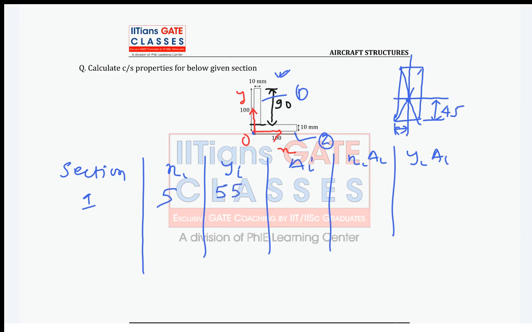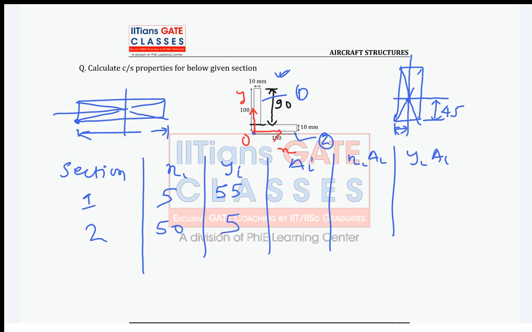Now for section 2, if you draw here, this is my origin. What is the xi? It is 50, because the total is 100. Now what is your yi in this case? This is again origin, so this distance from origin is 5. Now guys, what is the area of section 1? What is the dimension of section 1? It is 10 into 90. This is 10, and the height is 90. So area is 900.